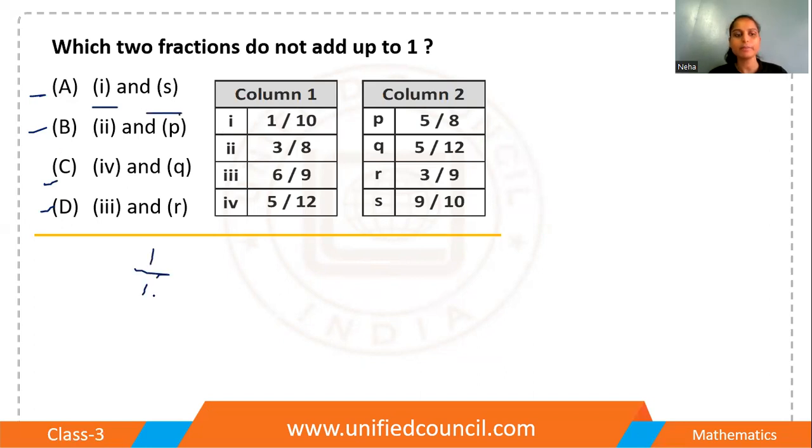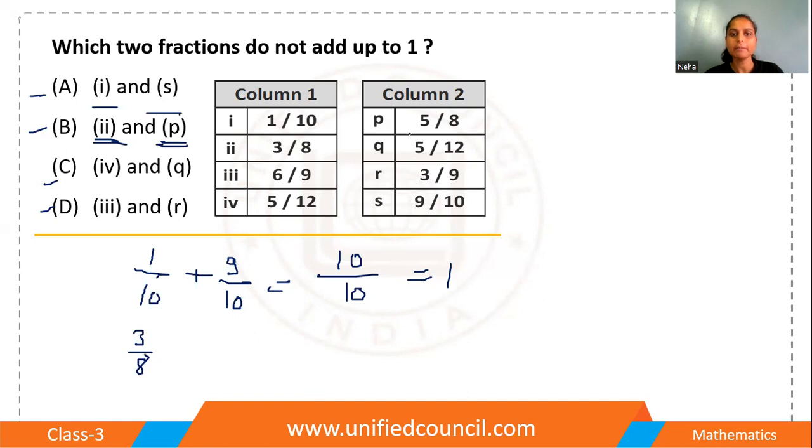In 1 we have 1 by 10 and in S we have 9 by 10. So the denominator is equal. 1 plus 9, 10. This is 10 by 10, which is equal to 1, so this is not the answer. Second and P: in second we have 3 by 8 and in P we have 5 by 8. The denominator is 8. Now the numerator is 3 plus 5, which is 8. 8 by 8, this is again equal to 1. So this is again not the right choice.